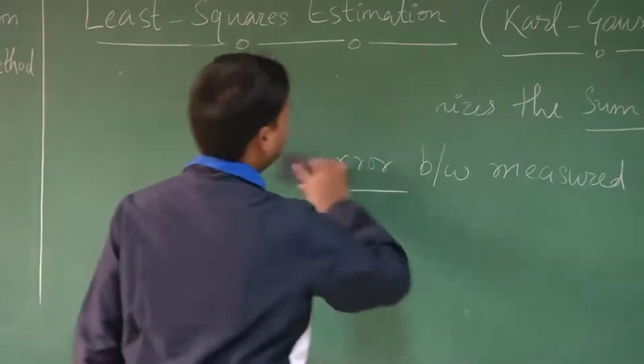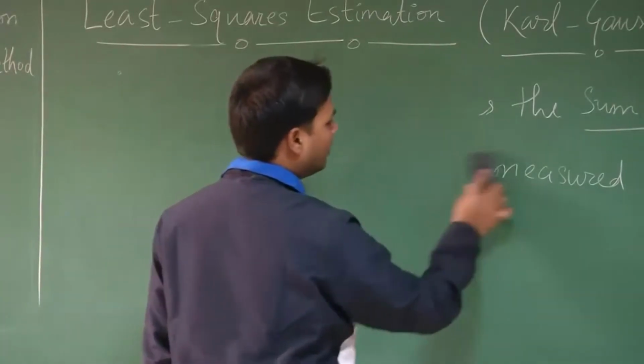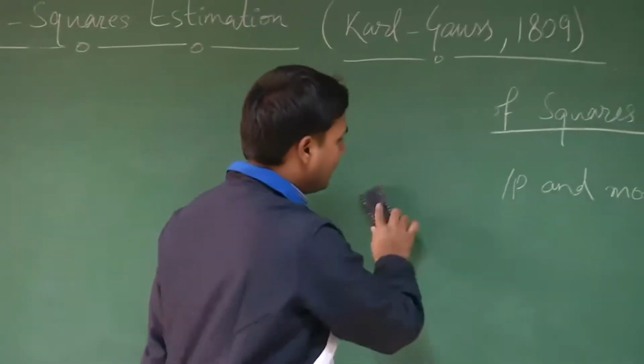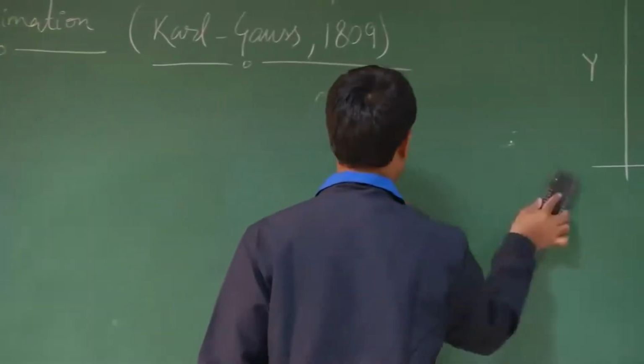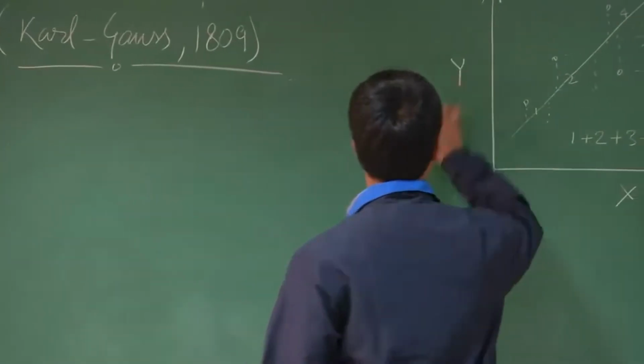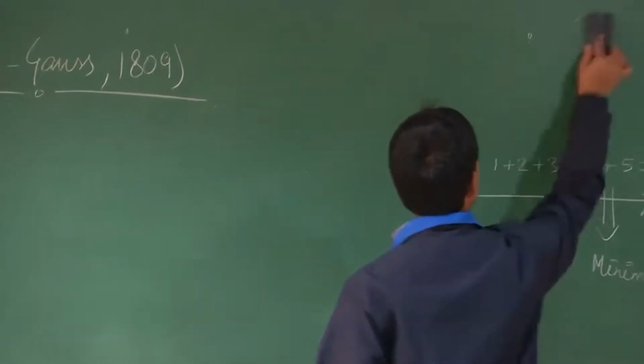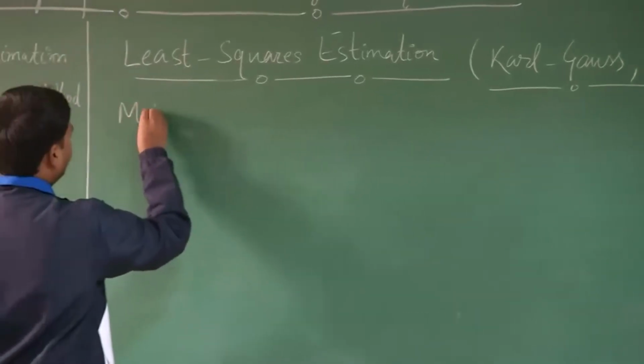For least square estimation, we'll talk about the mathematical formulation. Now how will you understand it mathematically, or how does it work? So we'll see the derivation of this least square estimation. Now we'll be learning this mathematical formulation.